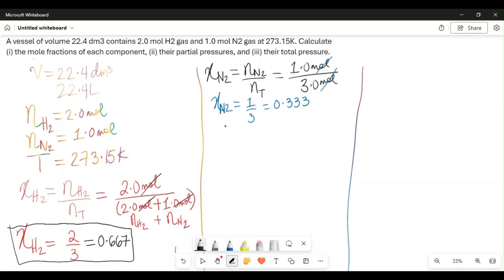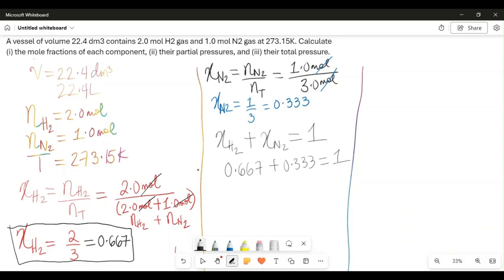So the mole fraction of each component, when they are all added up together, is always going to give you 1. In this particular question, you have just 2 components: the mole fraction of H2 and the mole fraction of N2. This always has to add up to 1, and that's the way for you to check your answer. So we have 0.667 plus 0.333. If you add that up, you see that it's equal to 1.